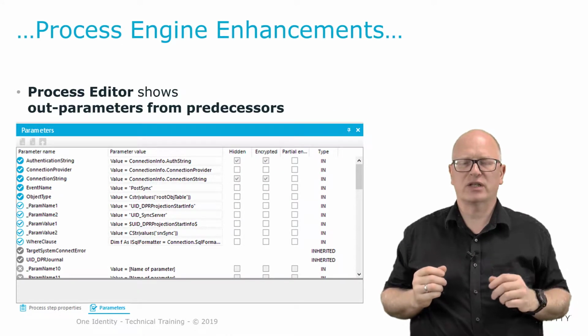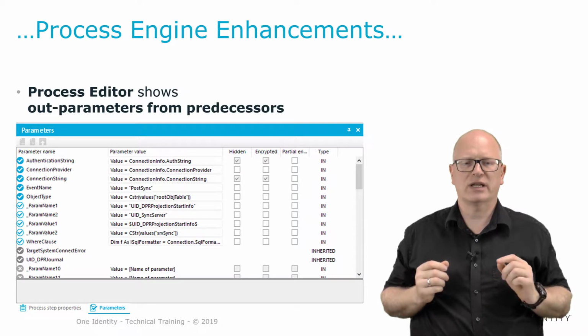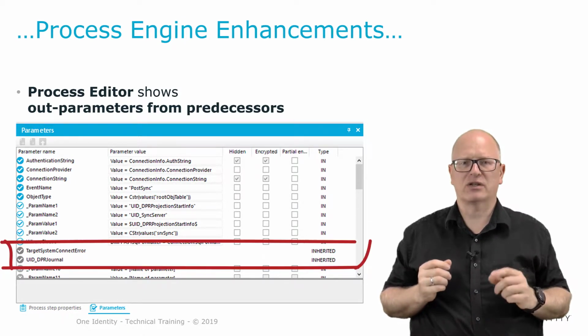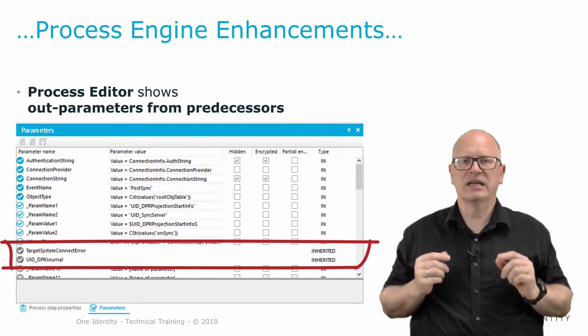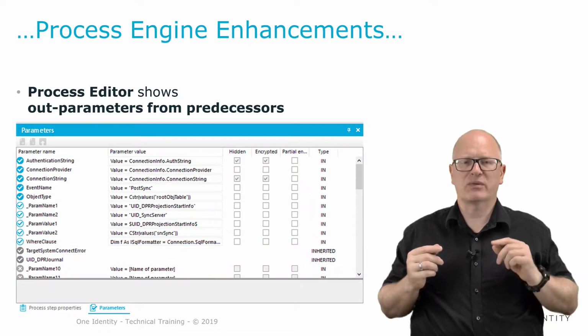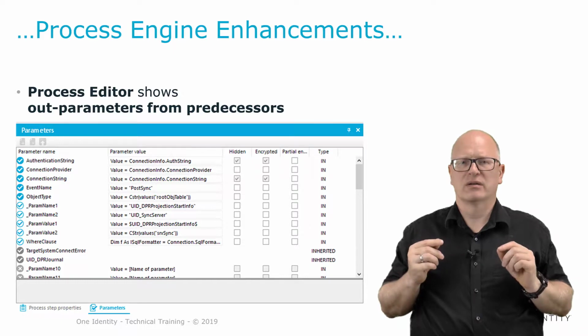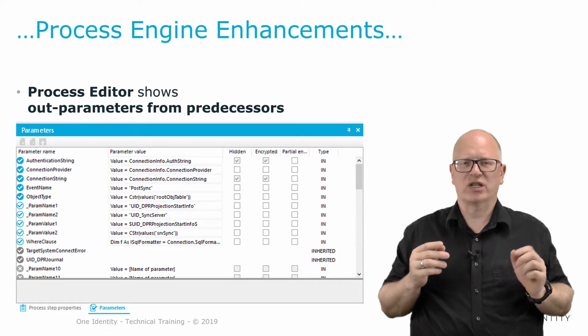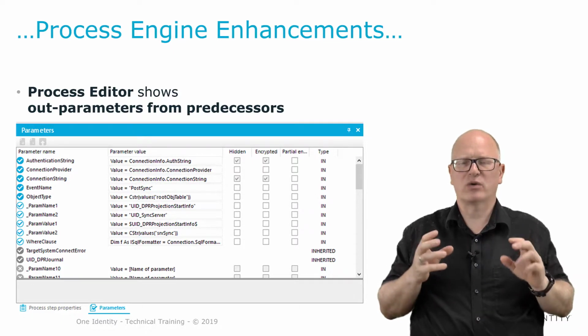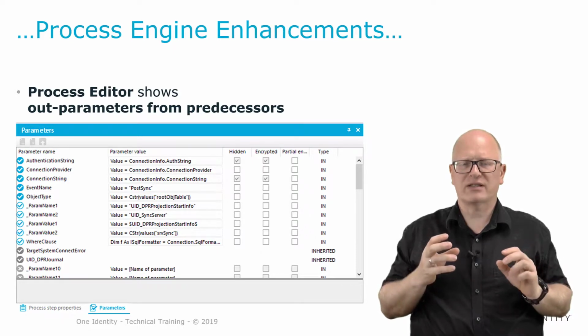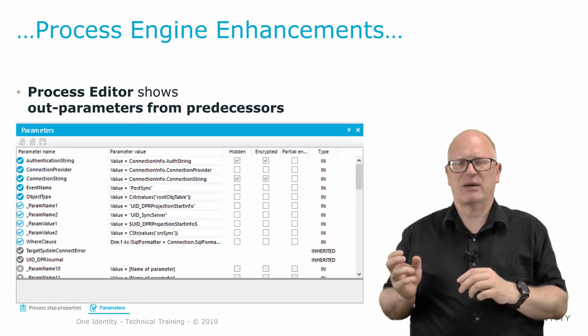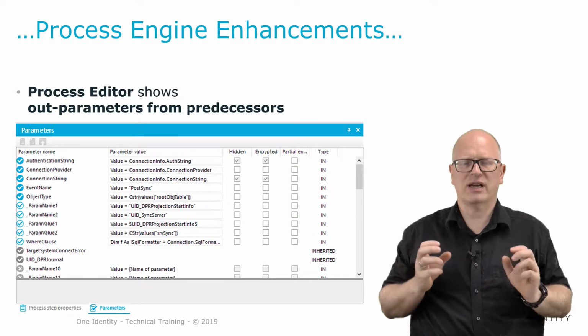Another very nice feature in the Identity Manager version 8.1 is that out parameters are now seen in following jobs. Please remember, out parameters are something which allow to move data which is just generated in one process step during execution to the next process step, which is typically not the case.